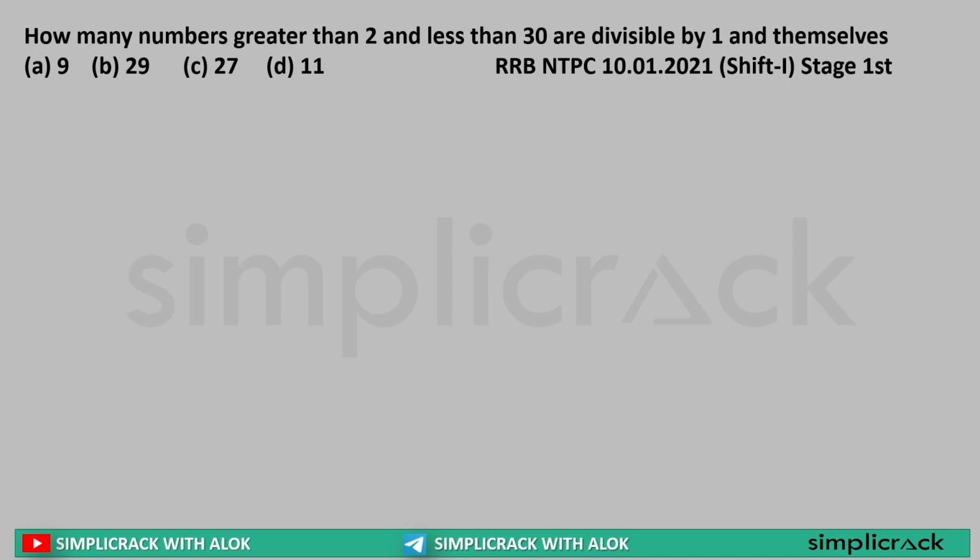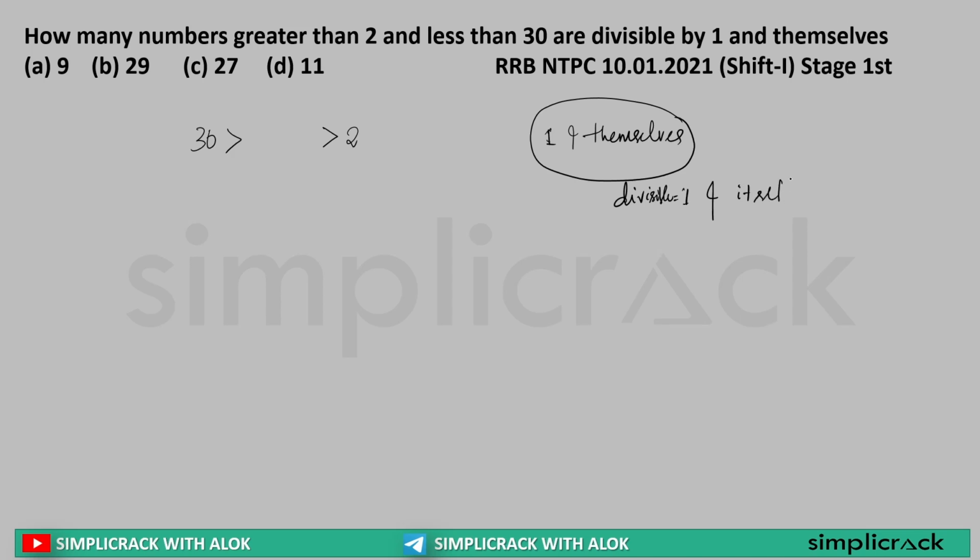Next. How many numbers greater than 2 and less than 30 are divisible by 1 and themselves? Understand the question. How many numbers greater than 2 and less than 30 are divisible by 1 and themselves? So if I say a number is divisible by 1 and itself, this means what? This means it is a prime number.